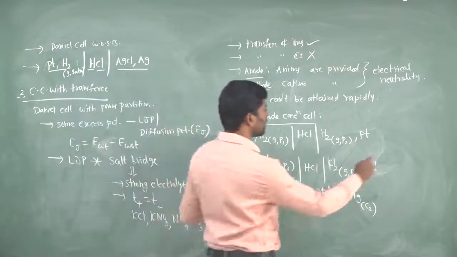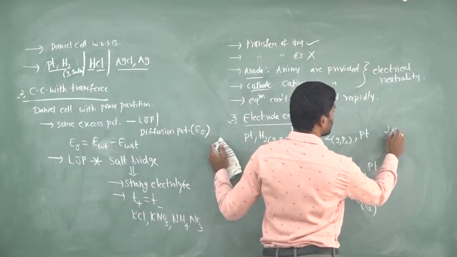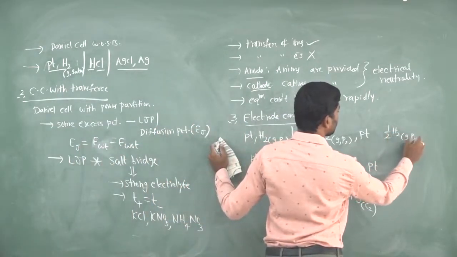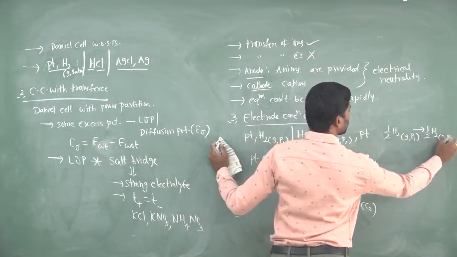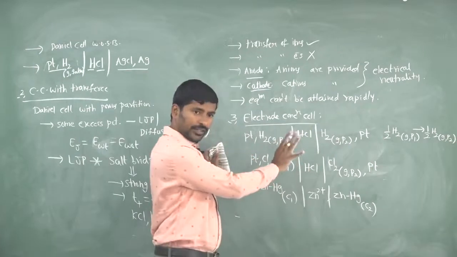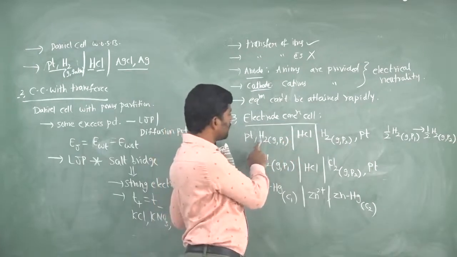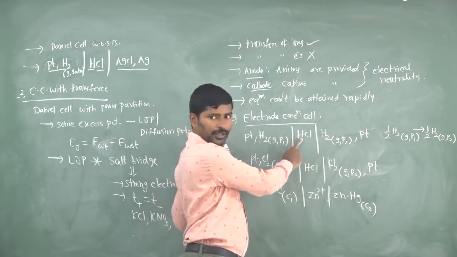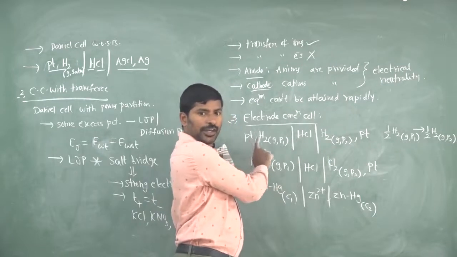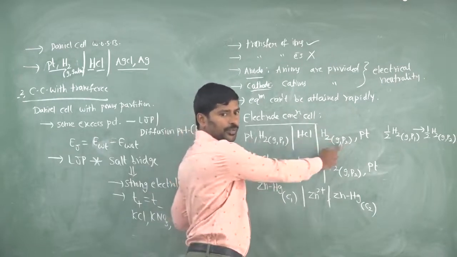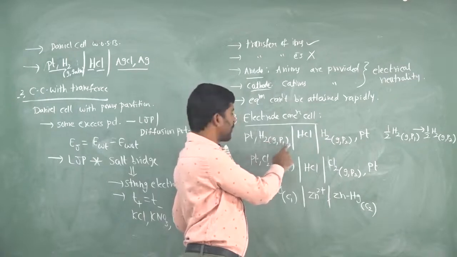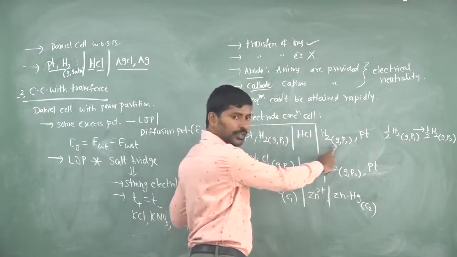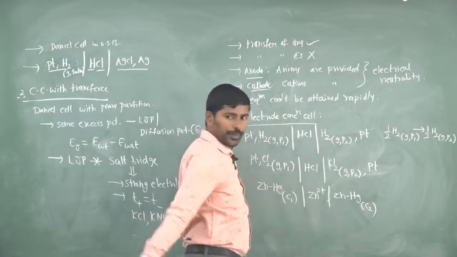Here the electrode reaction is of H2 gas at P1 and H2 gas at P2. Easily you can guess: H2 gives rise to H+ at the anode. At the cathode, H+ gives rise to H2. H+ gets cancelled. So on the left side we get H2 gas at P1, and on the right side H2 gas at P2.